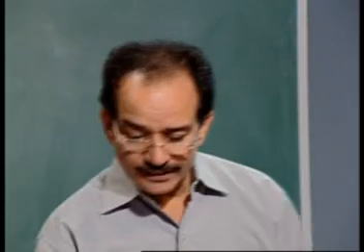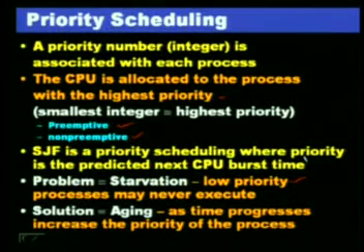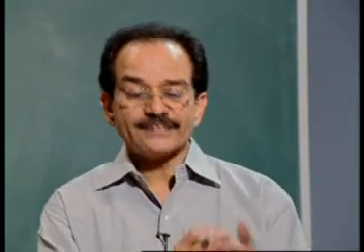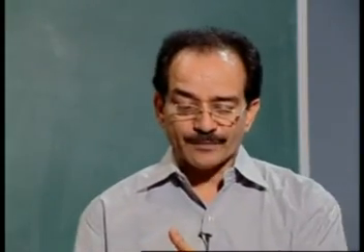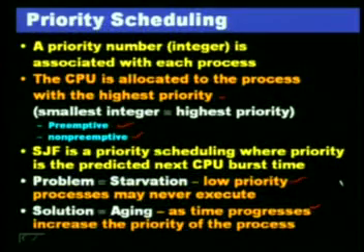Now, there are again some problems associated with this. We call it the problem of starvation. What is starvation? Maybe my low priority jobs will never get a chance to execute. That is, a process may never execute in case higher priority jobs keep on coming. And what can be the solution for this? Maybe aging. That is, as my jobs keep on waiting, we keep on increasing their priorities. Maybe I will give an example.